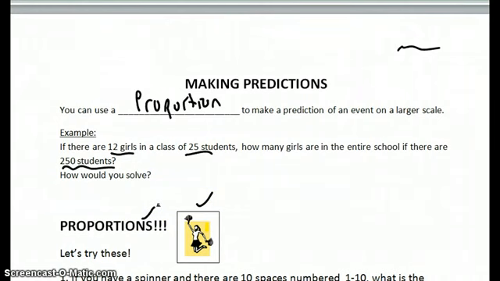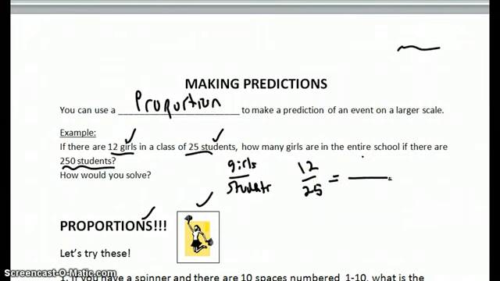Remember with proportions, you want to figure out the words first that you're going to use. So the words that we see in this one are girls and what? Students. Girls and students. So we're going to do girls over students. And then let's fill out some numbers. So we have 12 girls out of 25 students in the class.